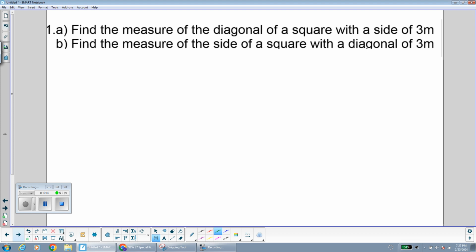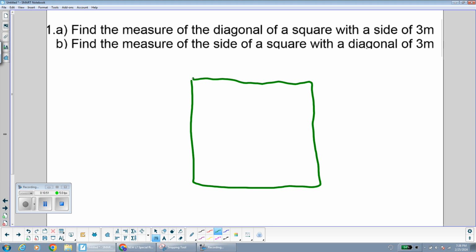We're going to do a couple more examples. This one over here says find the measure of the diagonal of a square with a side of 3 meters. So I'm going to draw a square. Here's my square, and the sides of my square are given as being 3 meters. And I need to find the diagonal.